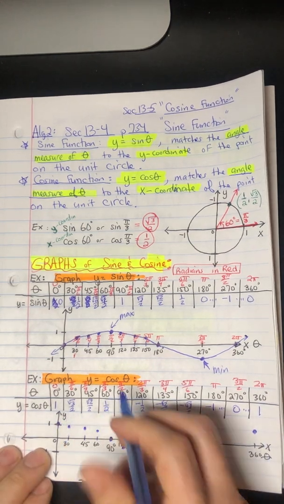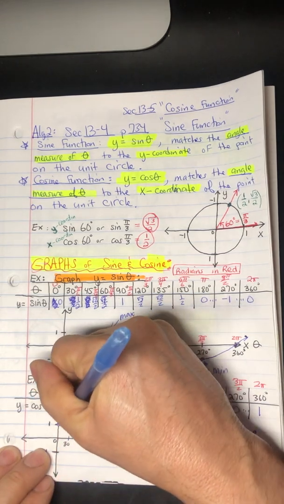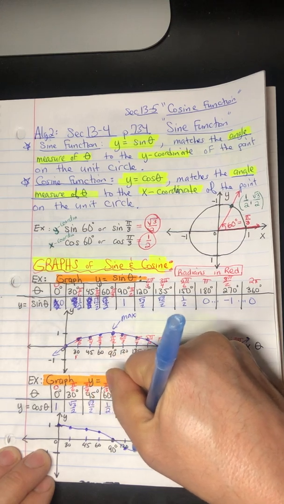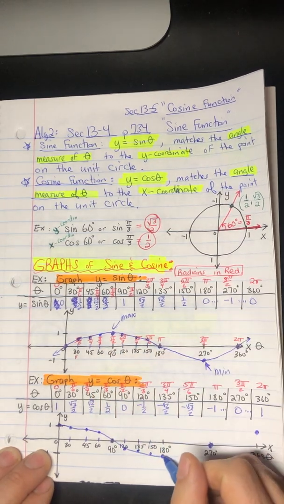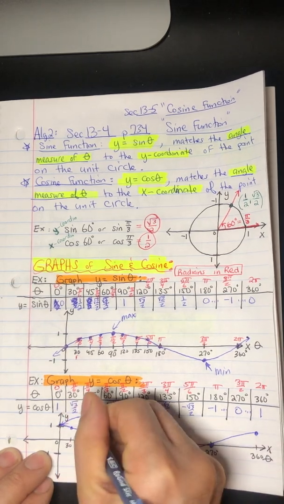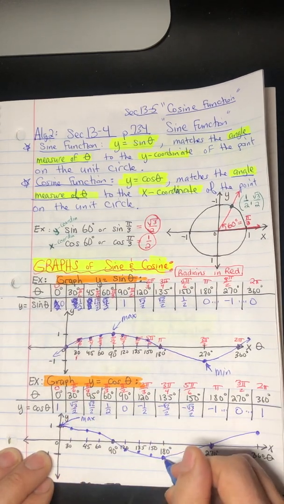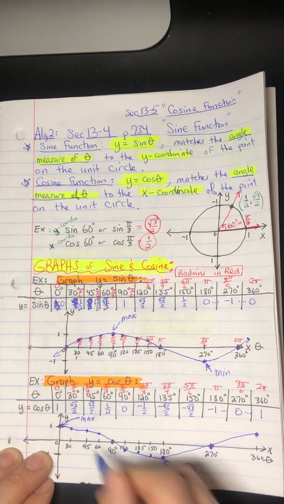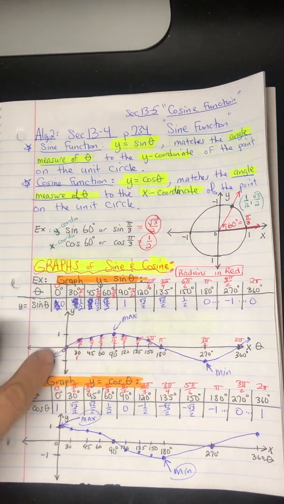And you can see that it's a very similar type graph, except the cosine always starts at a max or min. Sine always starts at the middle. If that makes sense. Here's the max, the maximum point of the graph. Here's the minimum point of the graph. So cosine always starts at the max or min. Sine always starts in the middle.